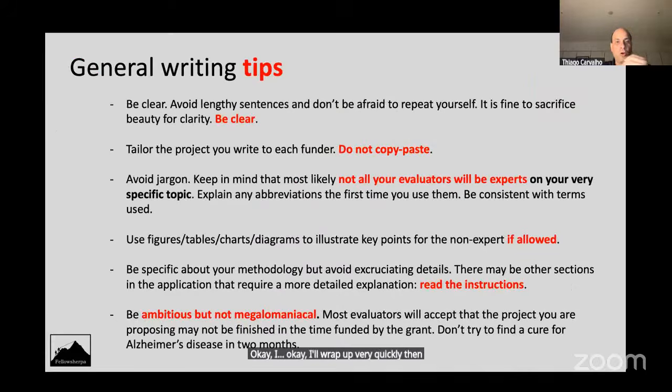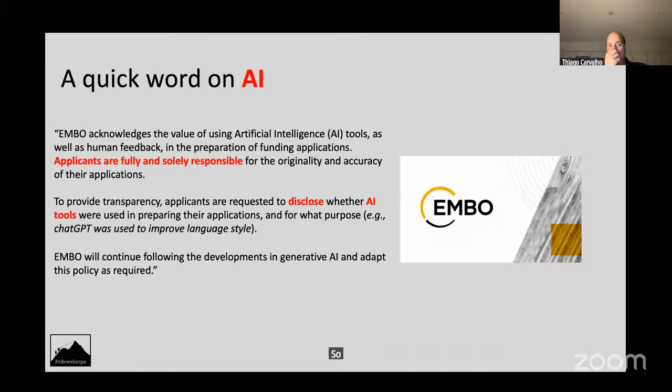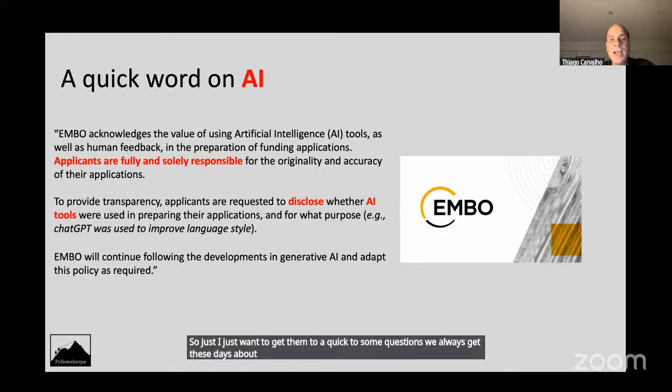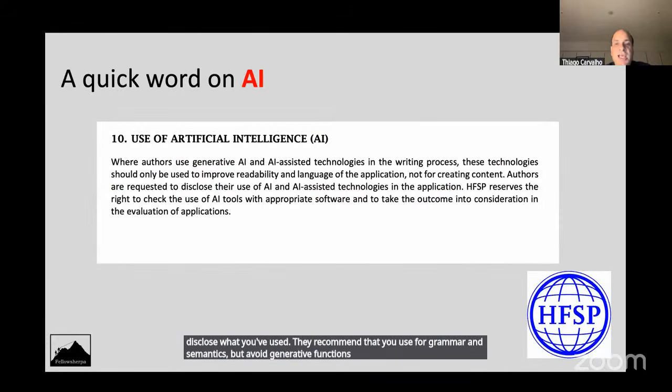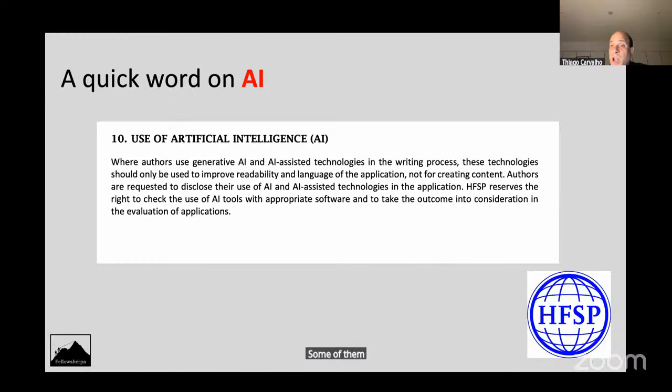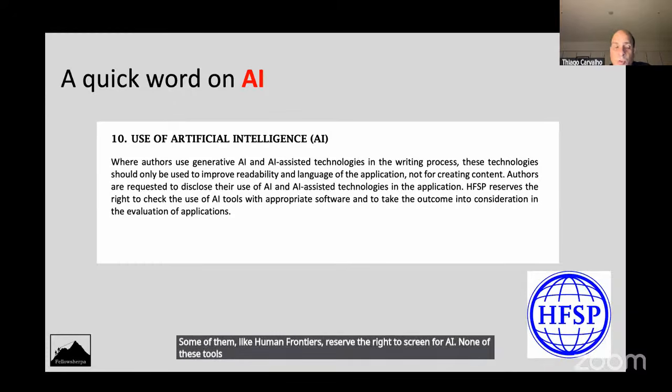Okay, thank you. So I just want to get then to some questions we always get these days about AI. All of these institutions have guidelines. Basically, they correspond to what you see here from EMBO. They ask you to disclose what you've used. They recommend that you use it for grammar and semantics, but avoid generative functions. Some of them, like Human Frontiers, reserve the right to screen for AI. None of these tools are reliable, so be prepared here to litigate.